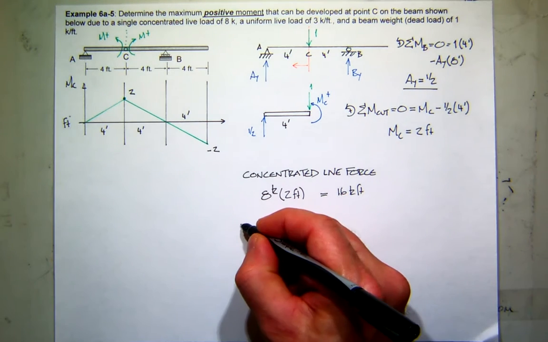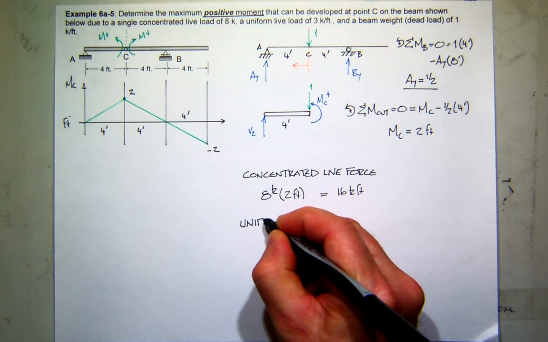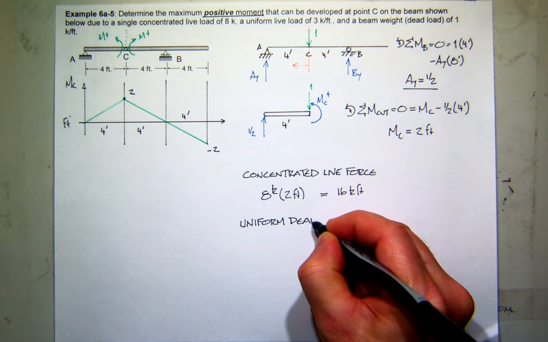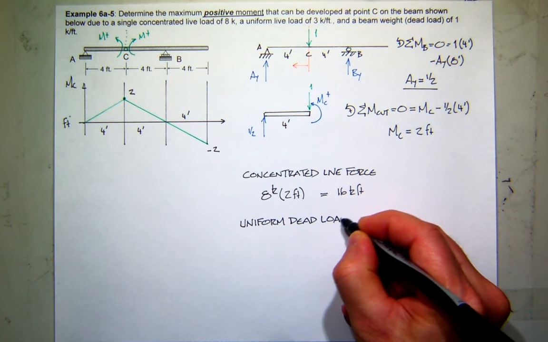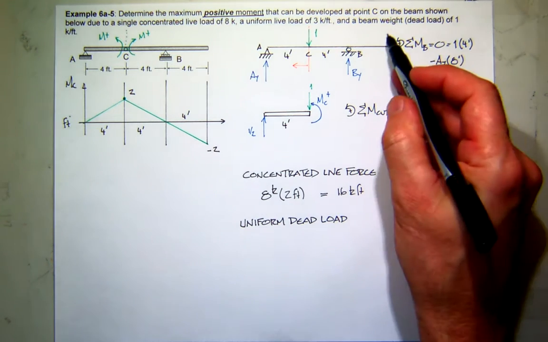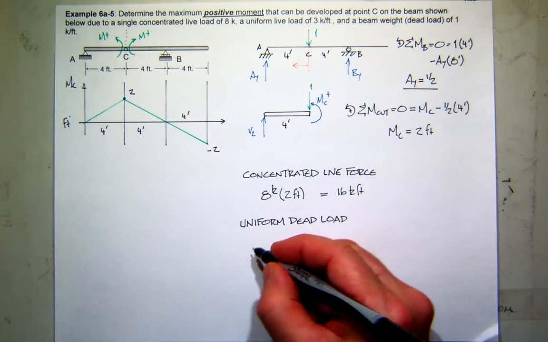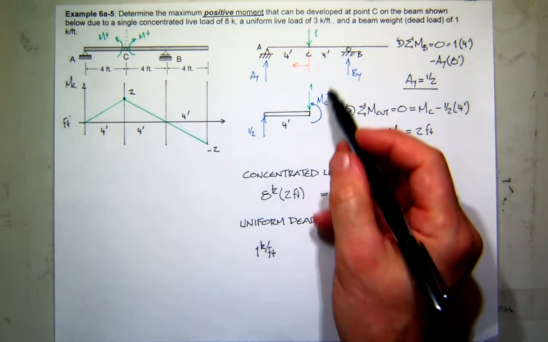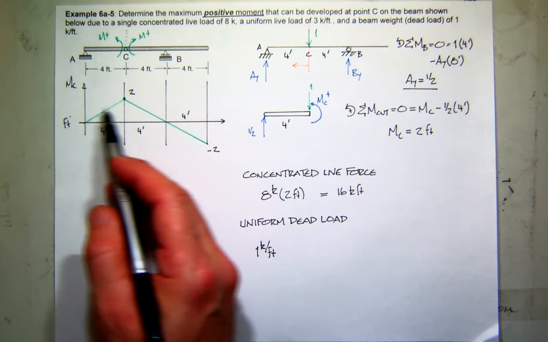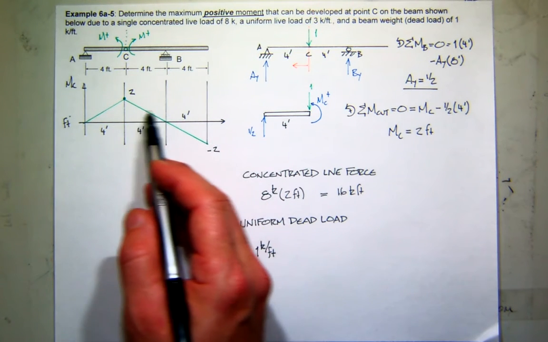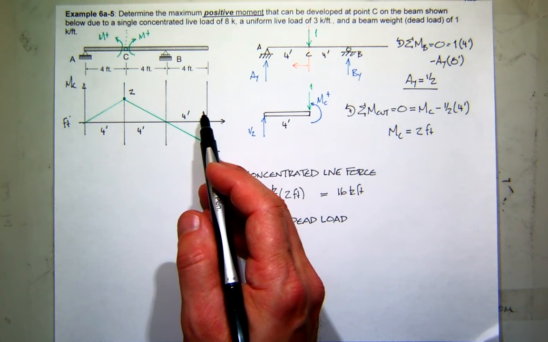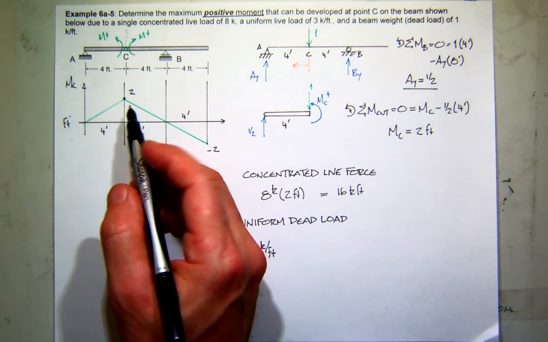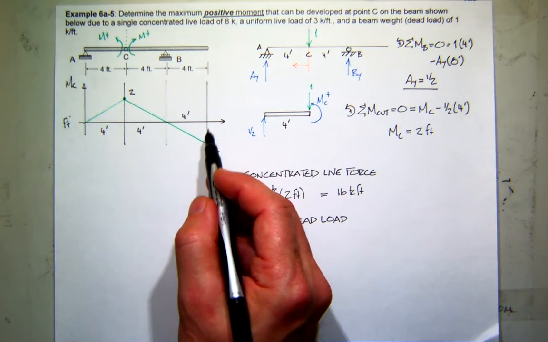Let's do the uniform dead load. Uniform dead load has a value of 1 kip per foot. So I know the load is going to be 1 kip per foot. Now remember, when we do uniformly distributed loads, we have to take the area under the influence line. Now dead load, you can't control. It goes over the whole structure. So I have to take the total area under this curve. There's a positive piece and there's a negative piece.